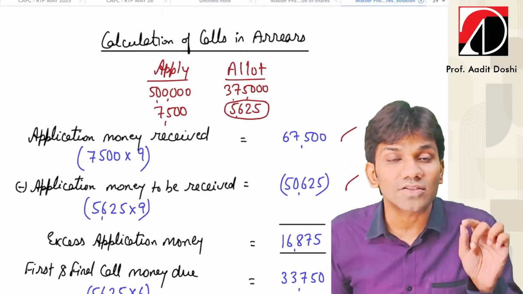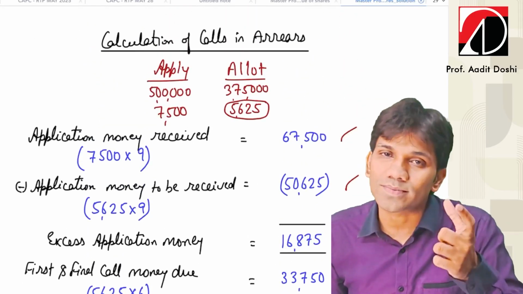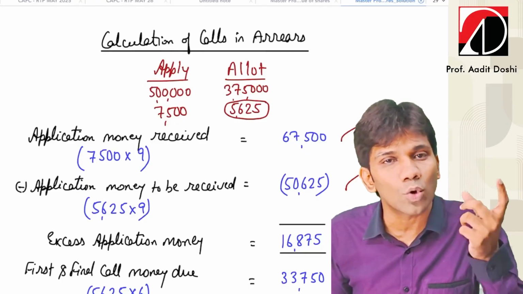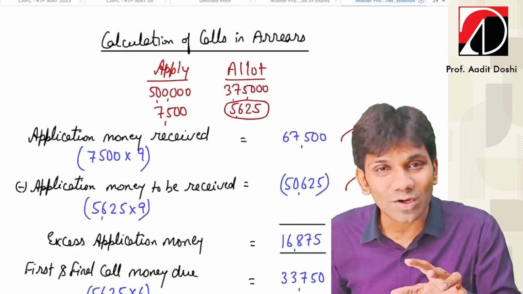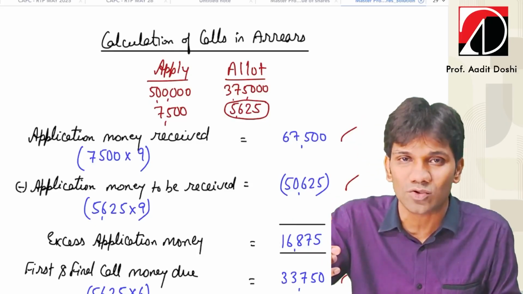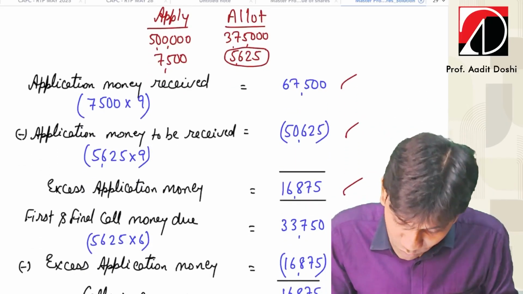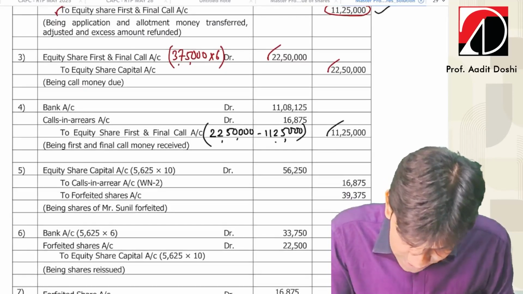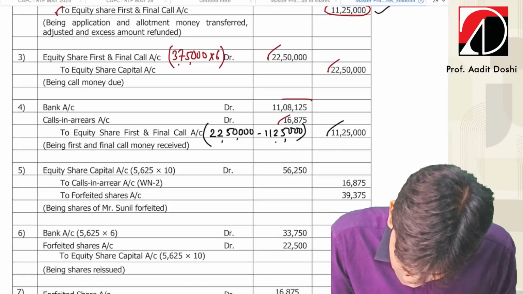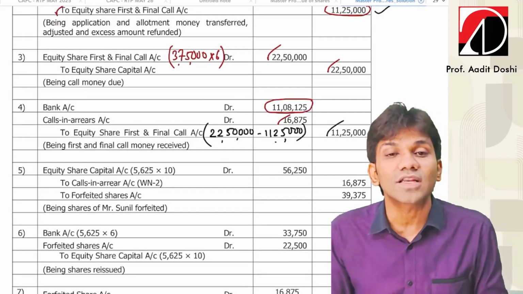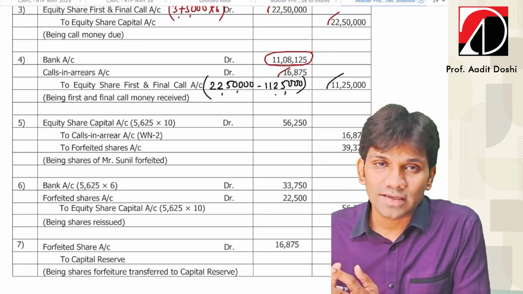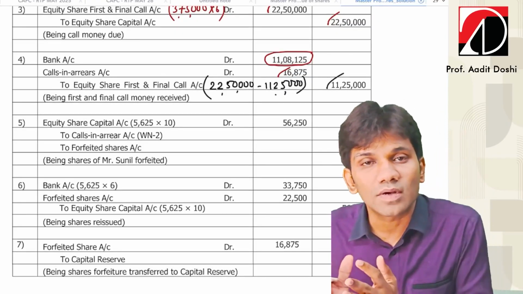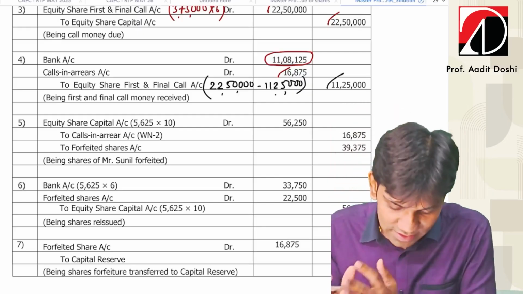When do we do this working, guys? When a shareholder who applied and there is oversubscription. This was the third variety, oversubscription along with calculation of calls in arrears, in which a shareholder says that he has applied for so and so shares. Only then do we have to do this working. So this is my calls in arrears, 16,875. Bank will be the balancing figure. Being first and final call money due and calls in arrears recorded.